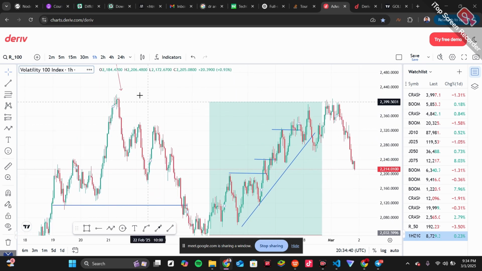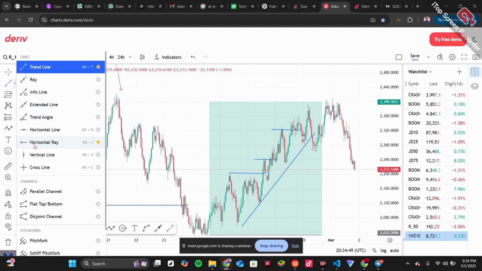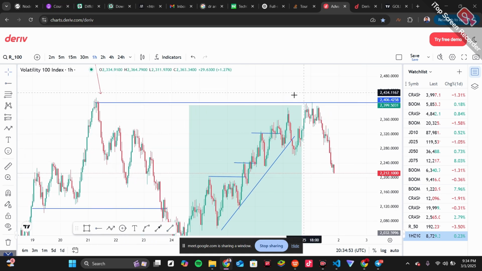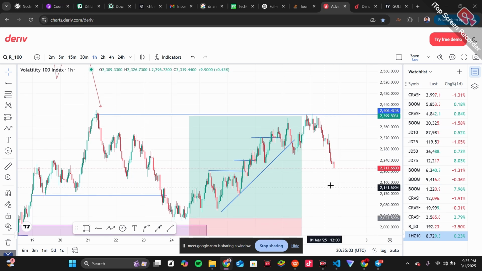So your take profit should be close to the previous high. Close to the previous high. And price touched the previous high. So your TP here, the market touched that. Yes, that was a good win.